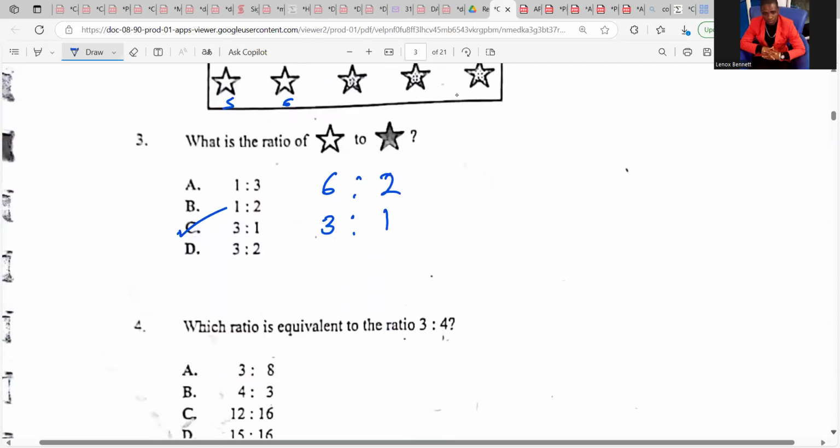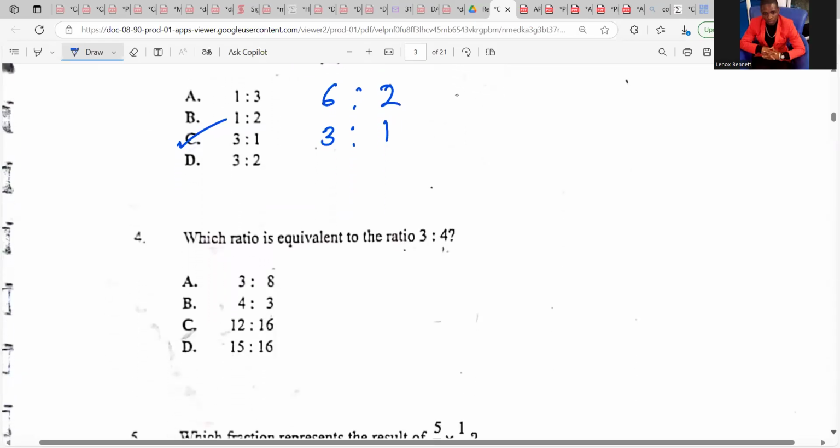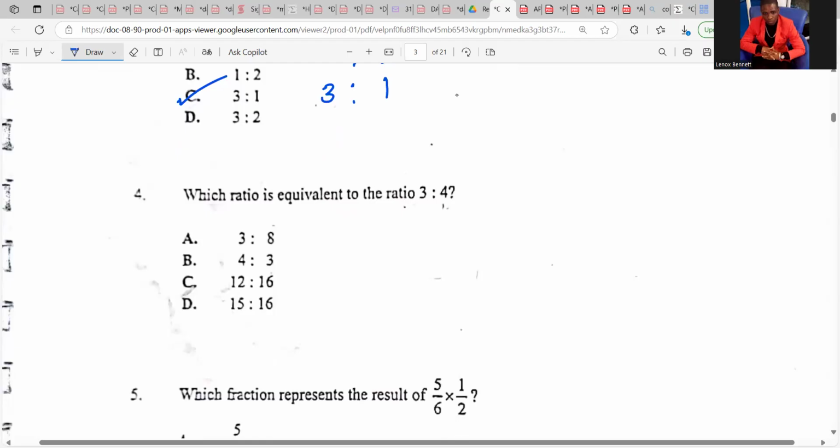All right, which ratio is equivalent to 3 to 4? What's up with that one, please?